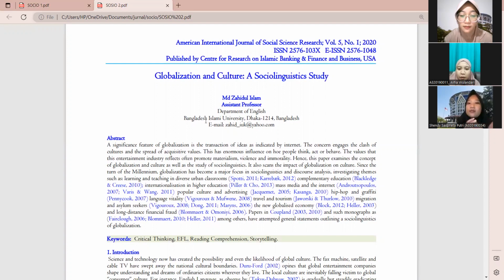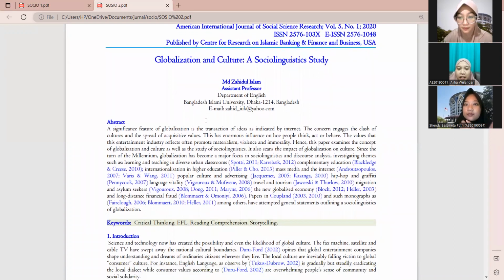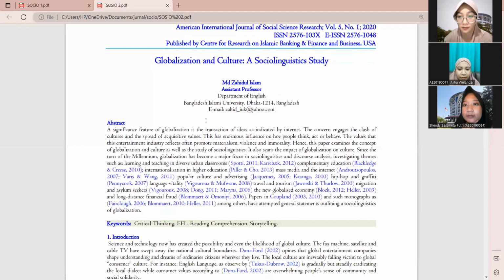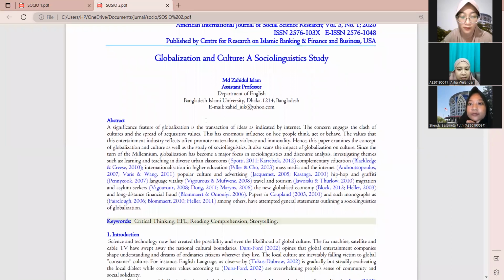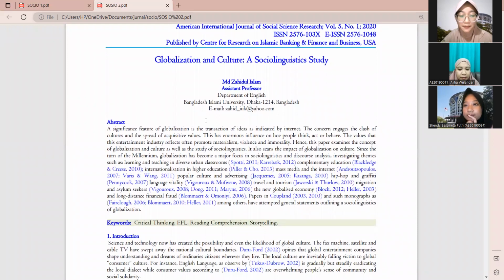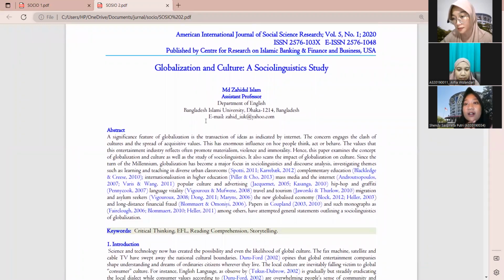Okay, so when was this article published? This article was published in 2020. Who is the writer of this article? MD Zahidul Islam. And then who are the reviewers of this article? The reviewers of this article are Alifia, Aida, and Shendy. Okay, and when was this article reviewed by the reviewers? This article was reviewed on 23 January 2023.